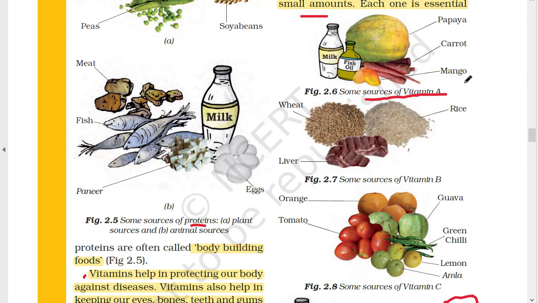What are the sources of vitamin E? We have vitamin A, sorry. We have mango, carrot, papaya, milk, fish oil. What are the sources of vitamin B? We have liver, wheat, and rice.